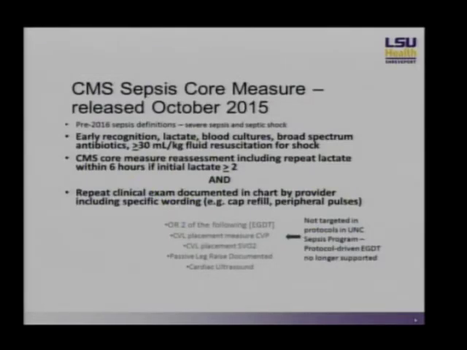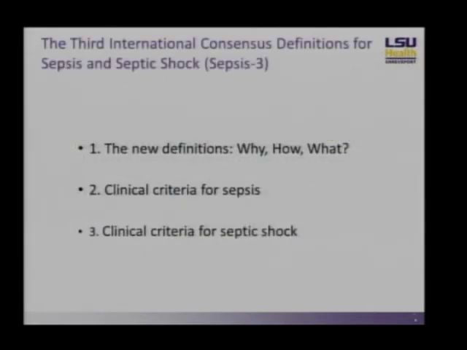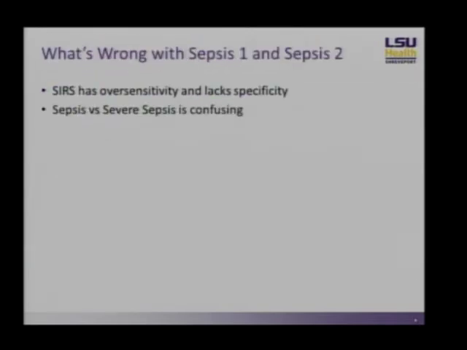Now, that sounds great. We did all that. We're comfortable where we are. 2015, all of a sudden, you've been hearing about it for years. CMS comes in. Here's your core measure. And it's been driving us insane ever since. In 2016, they said it's been 4 years, we're changing our definitions. And we're changing our definitions for sepsis and septic shock. Why? Because basically, SIRS is overly sensitive, lacks specificity, and sepsis and severe sepsis is confusing.